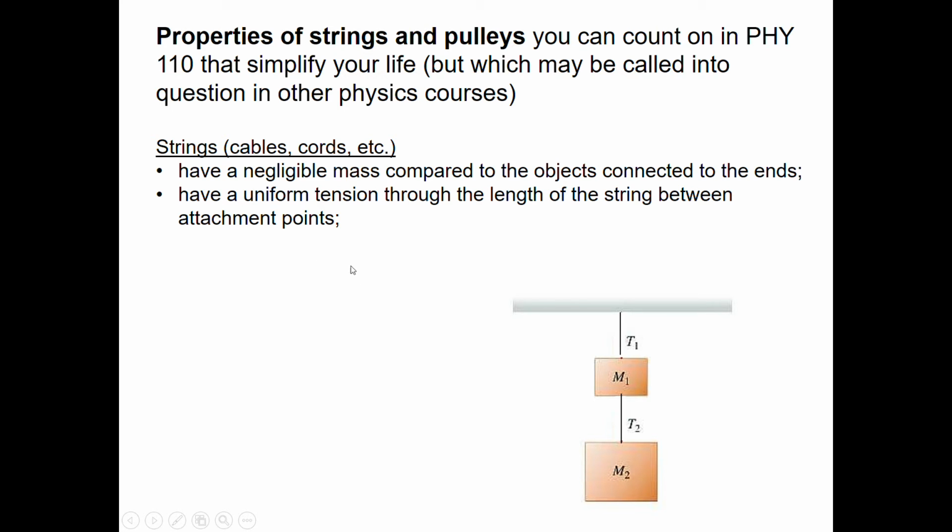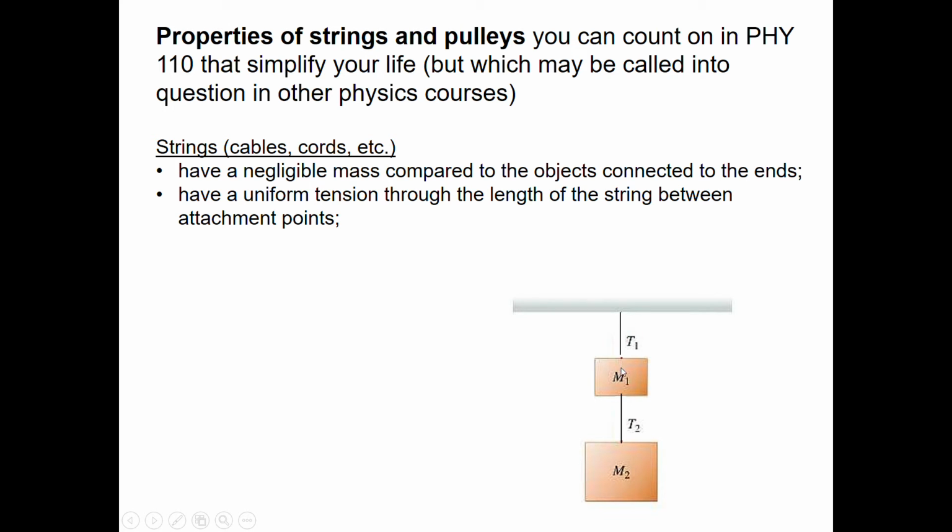Since we're assuming that the string or cable has negligible mass, it's reasonable to also assume, and you can always count on this on the problems we're going to do in Physics 110, that there's only one tension for a piece of unbroken string. So this string has a certain tension. I might label it by T. So I might say, here's a length of string that has tension T1. It's the same here, here, here, and here.